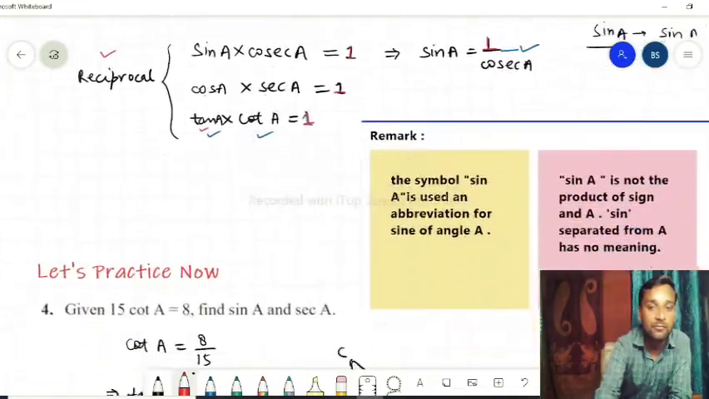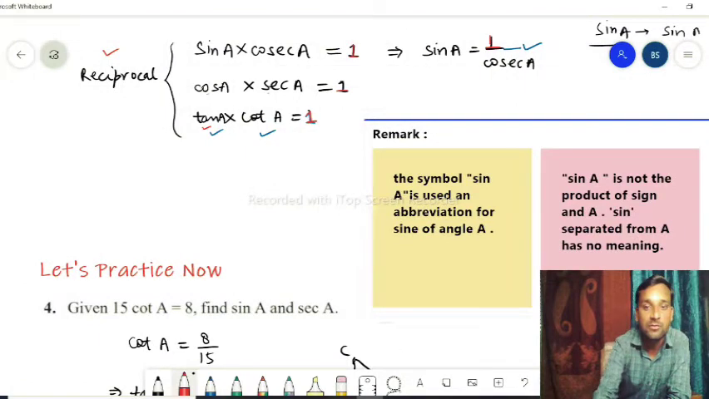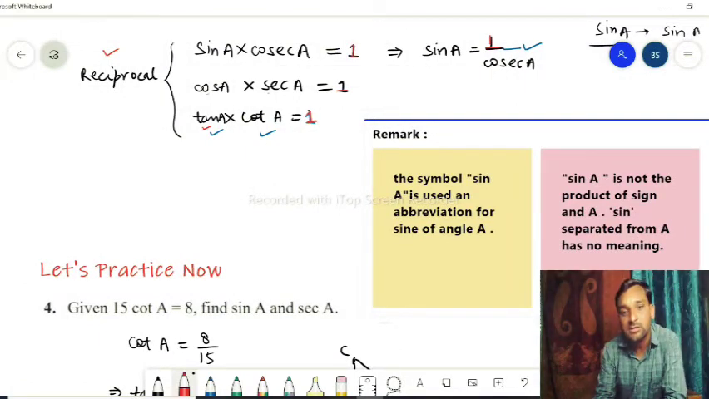Now there is one remark for you. The symbol sin A is used as an abbreviation for the sine of angle A, as I have already told you. The sin A is not the product of sine and A. Sine separated from A has no meaning. It is very important for all of you.